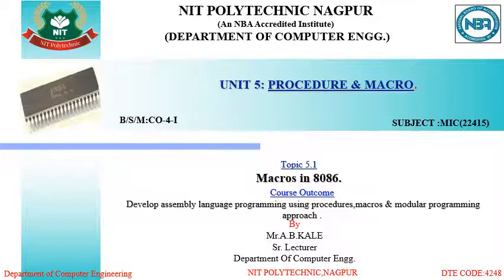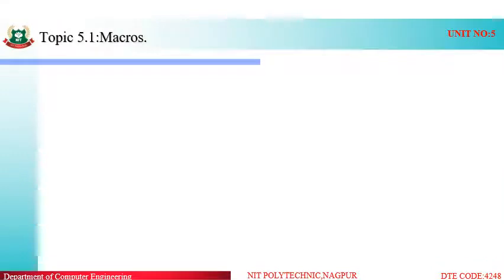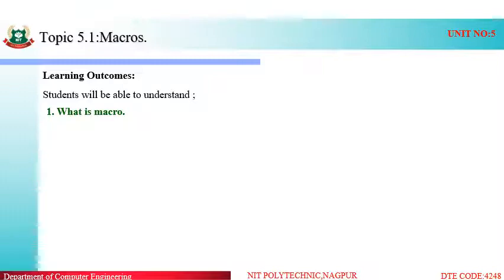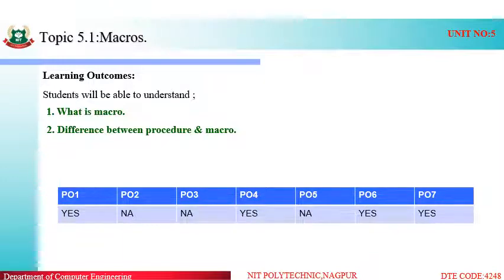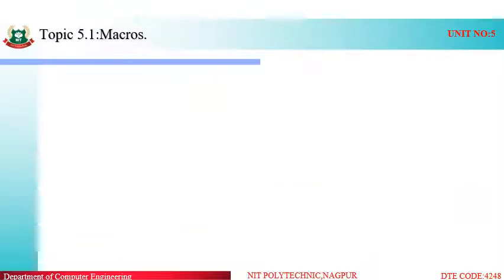So our today's topic is macros in 8086. Course outcome is to develop assembly language programming using procedures, macros and modular programming approach. The learning outcome of this video is to study what is a macro and the difference between procedure and macro in 8086 assembly language program. POs mapped are PO1, PO4, PO6 and PO7.